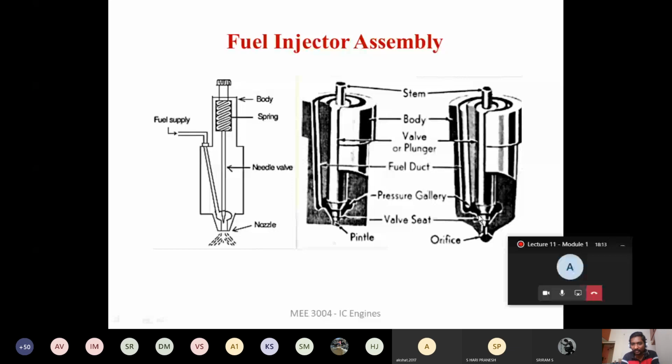Right, through which the fuel is going to be supplied. So we are going to have an opening in the case of an orifice. In the case of a pintle, a needle is going to be there. Then the needle valve is going to sit on the valve seat. In both cases, valve seats are there, and the space between the needle and the opening, we call it a sac or pressure gallery.